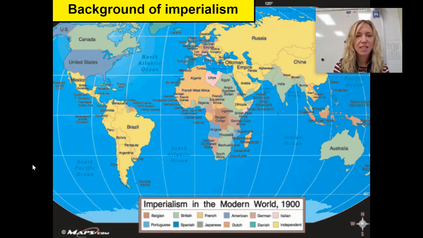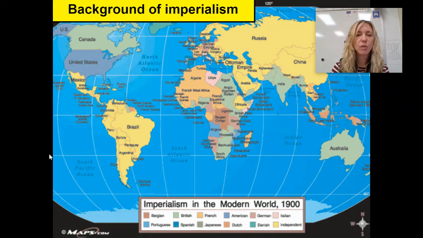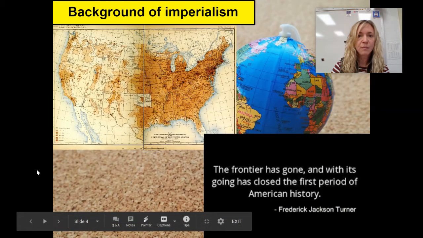This is a map as of 1900. You can see, for instance, if we look at the light green, Britain, that they controlled India, Australia, parts of Africa. You can see the French controlled a lot of different parts of Africa, and so on and so forth. Many different countries were engaging in imperialism, taking over other land and exerting some sort of control abroad. And so the United States wants to get in on this action as well. They want to be seen as a player on the world stage.